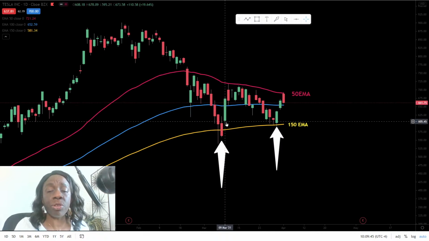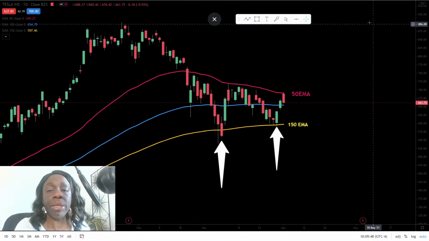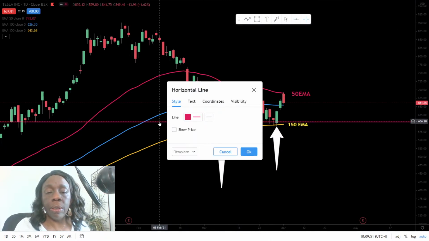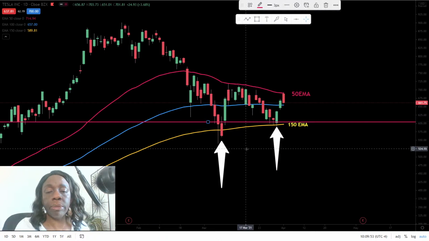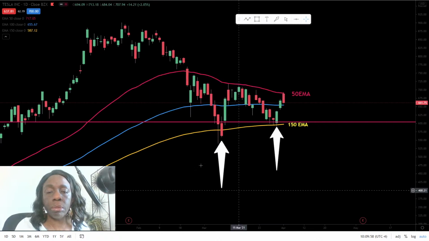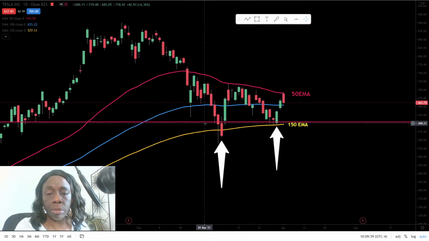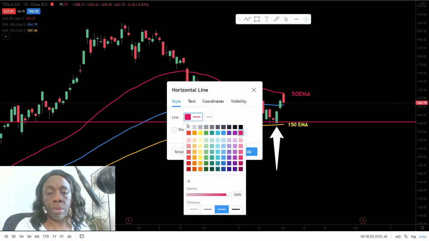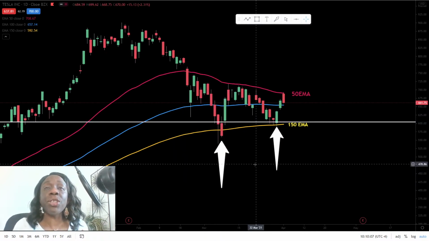Not only did it bounce off the yellow, but in the same day, it broke above the blue. If you entered into the trade right down here, let me draw. Actually, I like to make this white. If you entered into the trade at the white line, you would come away profitable for the day. Very important.